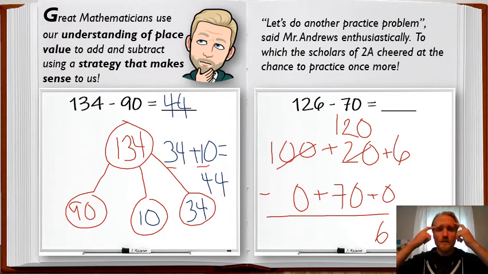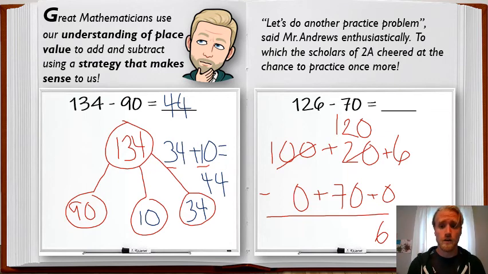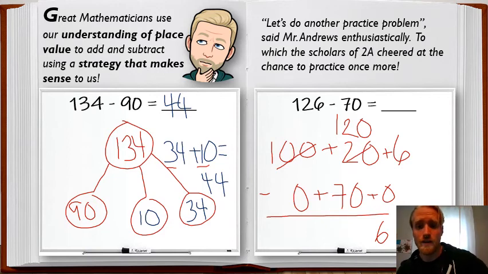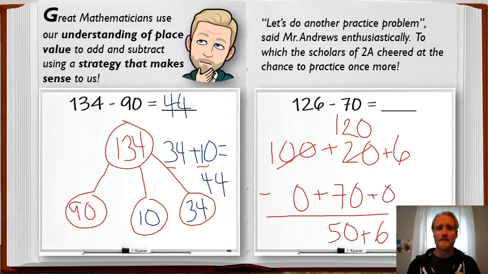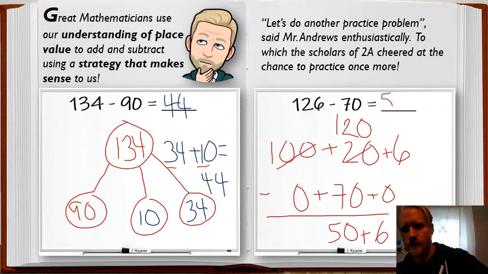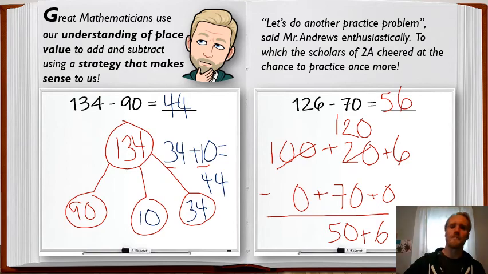Again, I can use my mental math. I know that 70 plus 30 equals 100, so 30 plus 20 would be 50. Therefore 120 minus 70 is 50. I'm using my math facts of adding to 100, adding to 10 to help me solve more efficiently. And then I have nothing left in the hundreds place. So what's my final answer? 56. You got it. Nice job.